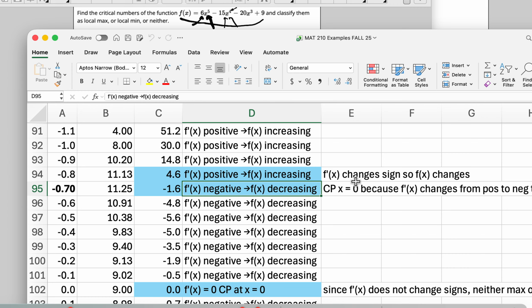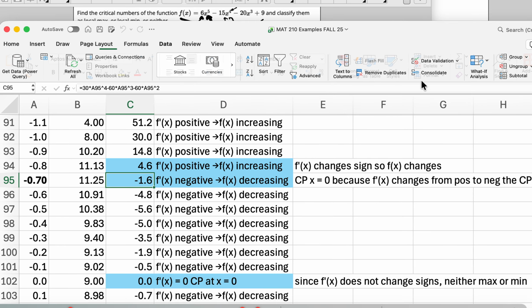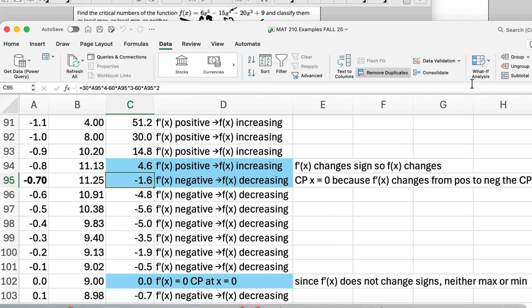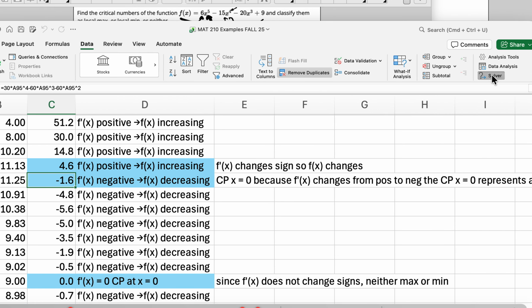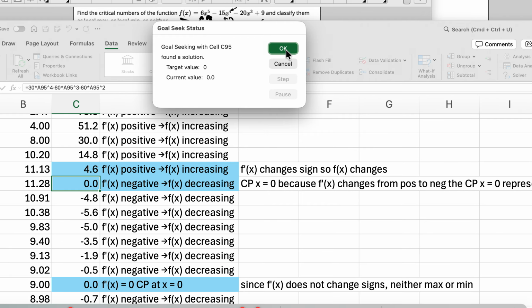I want to find the exact x value that is going to give me a derivative of 0. So I'm going to use Solver. I'm going to do Data, and I'm going to do Solver, and I want to force that.